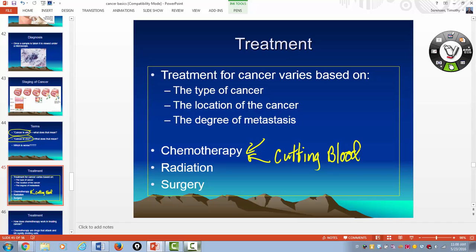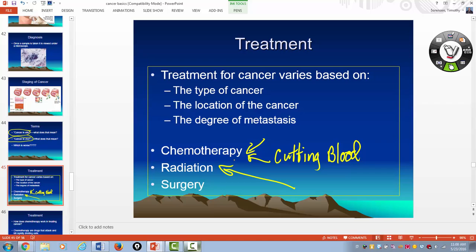So there are these newer chemotherapeutic agents called anti-angiogenic factors or inhibitors. Basically what they do is they prevent the cancer cells from releasing chemicals that allow blood vessels to grow towards it. And if you cut off the blood supply, you'll kill the cancer.